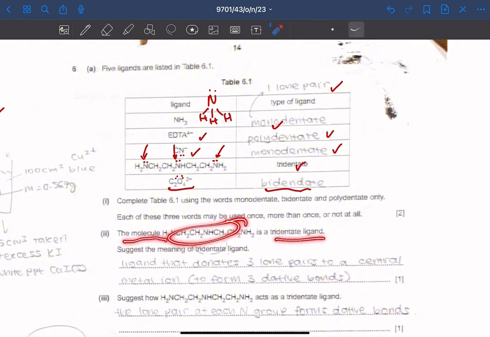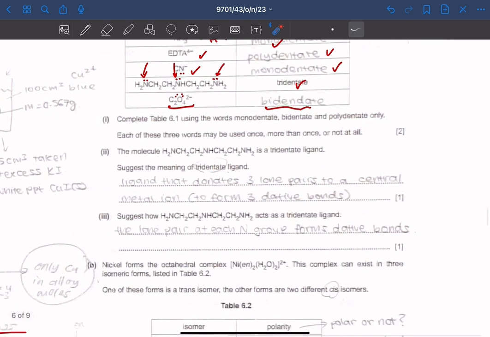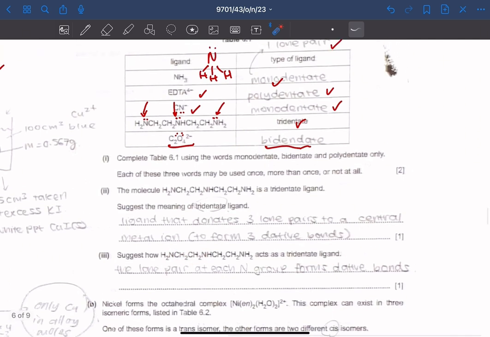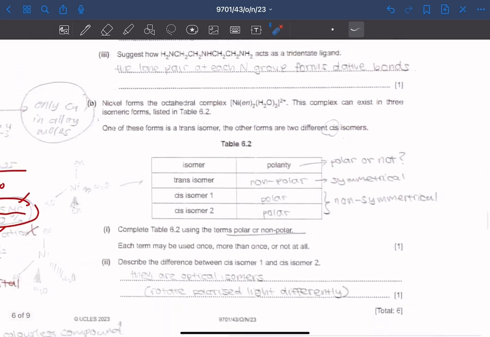Part II. The molecule is a tridentate ligand. Suggest the meaning of a tridentate ligand. Just as I mentioned before, it has 3 lone pairs, so 3 dative bonds can form. We could say a tridentate ligand is a ligand that donates 3 lone pairs to a central metal ion to form 3 dative bonds. Part III: suggest how this compound acts as a tridentate ligand. So we just state its action. The lone pair at each N group, we have to be specific. Where is the lone pair? It's at each of the N groups, and it forms dative bonds.